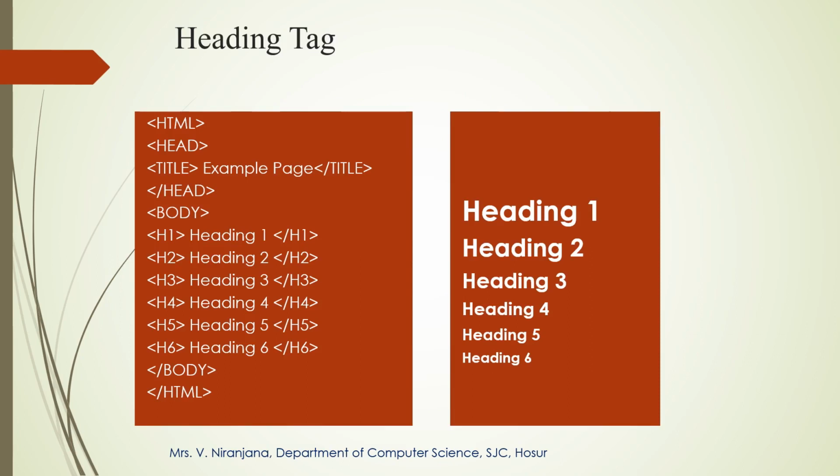Let us see an example of how the heading works. Now on the left hand side, you can see a sample program where we have displayed heading 1, heading 2, heading 3, heading 4, 5 and 6 using different sizes from H1 to H6. On the right hand side, you can see the different sizes according to the tags displayed.